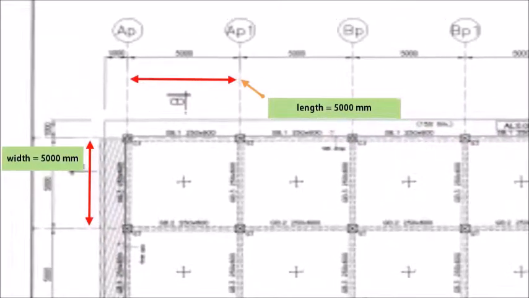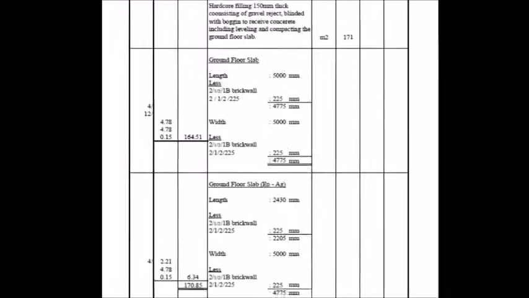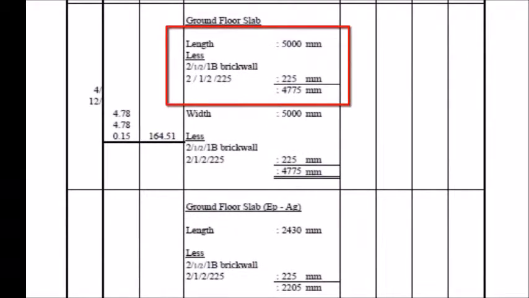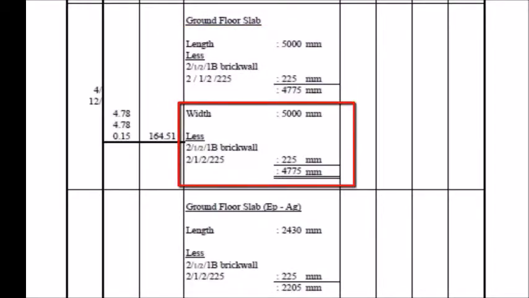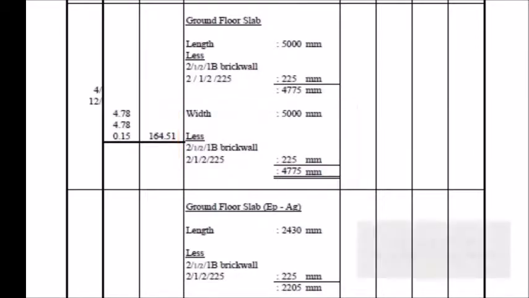Now we look back to the ground floor key plan to see the size of the slab. The length of the slab is 5000 mm less 2 multiplied by half of a brick wall. Then we will have the total length of 4775 mm. The width is 5000 less 2 multiplied by half of a brick wall, so we will also have the same amount as the length, which is 4775 mm.